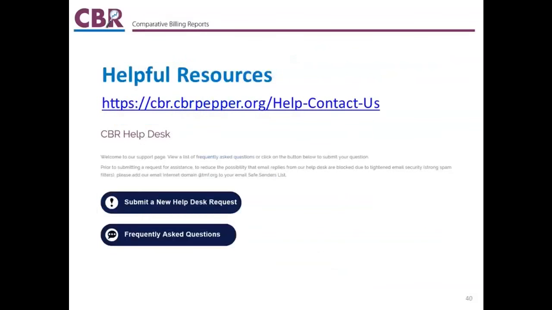Some helpful resources. We do have the CBR Help Desk, cbr.cbrpepper.org/help-contact-us. So that will take you here. Again, there's a screenshot. This is the CBR Help Desk support page. You can submit a new Help Desk request, or you can go to the frequently asked questions. I always encourage people to go to the frequently asked questions first, because there might be something there that can help you before you have to submit a new Help Desk request and wait for a response. We are rather quick with our response, if I do say so myself, but it's easier if the frequently asked questions can help you.